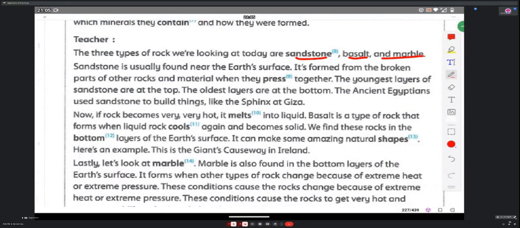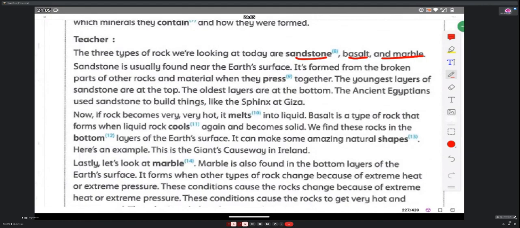sandstone, basalt, and marble. Sandstone is usually found near the Earth's surface. It's formed of the broken parts of other rocks and minerals. When they press together, the youngest layers of sandstone are at the top, and the oldest layers are at the bottom.